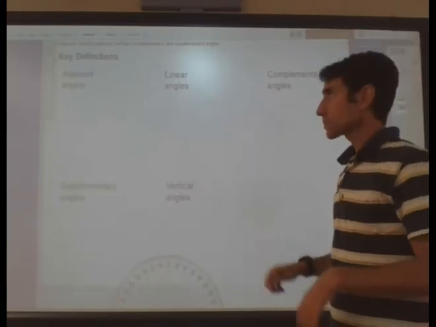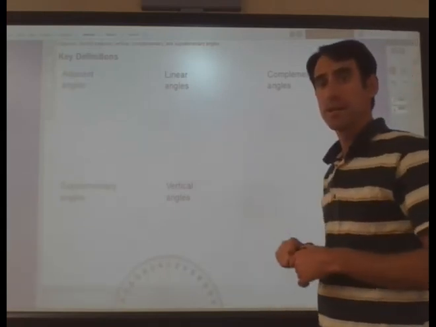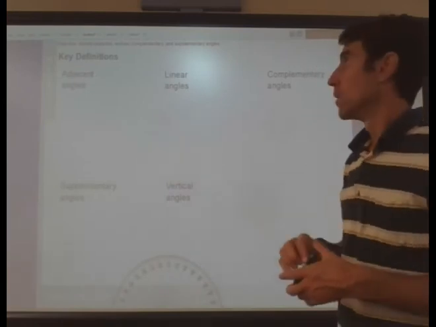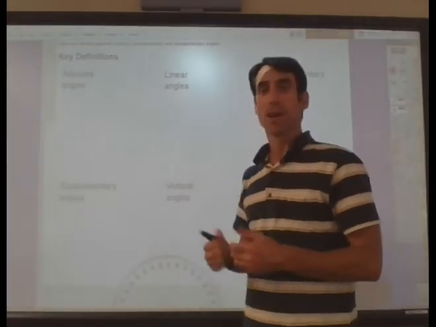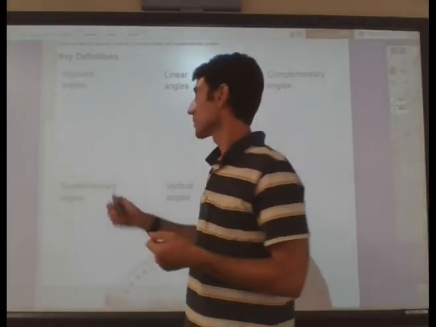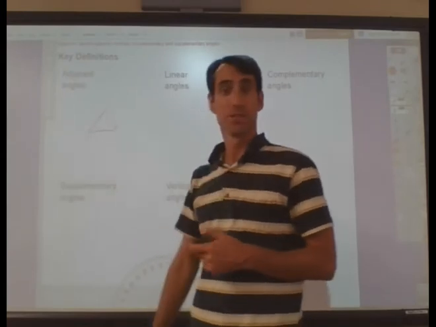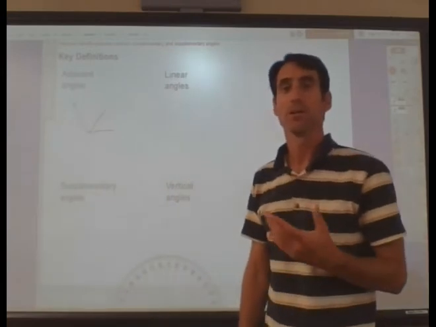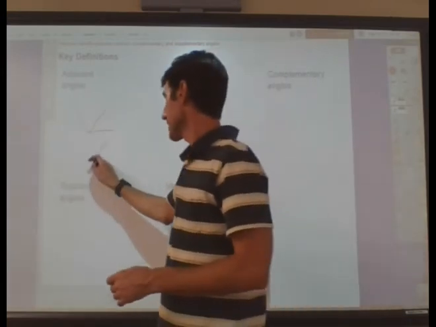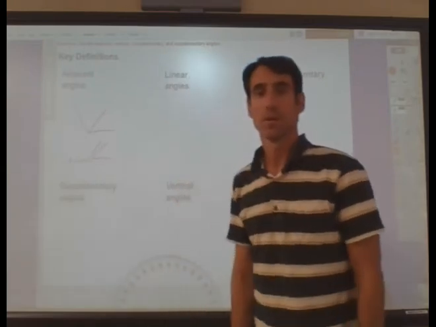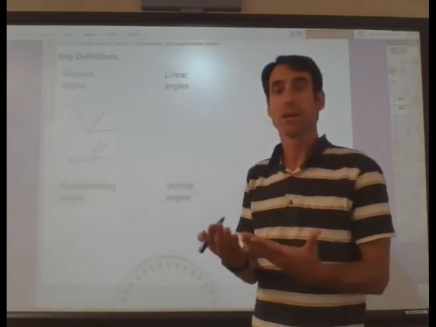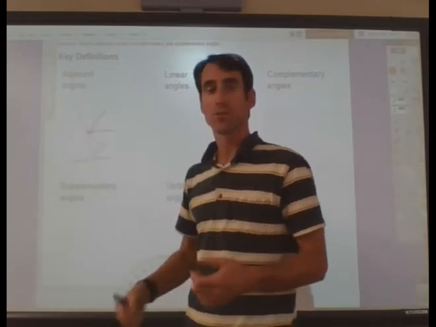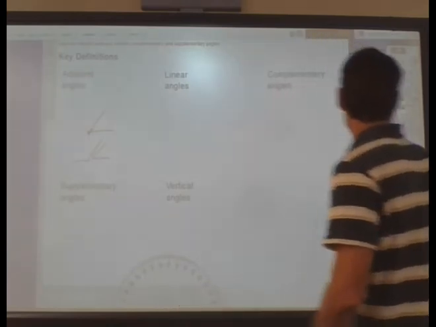All right, so we have a lot of key definitions that we need to talk about in terms of pairs of angles. We have adjacent angles. Adjacent angles are angles that are right next to each other, just like it sounds. So this is just an angle. However, when I pair it with this line, now we have adjacent angles. Now, is this an adjacent angle? Well, the answer is no, because they're not right next to each other. There's no common vertex for the two angles. So, not so much for this one.